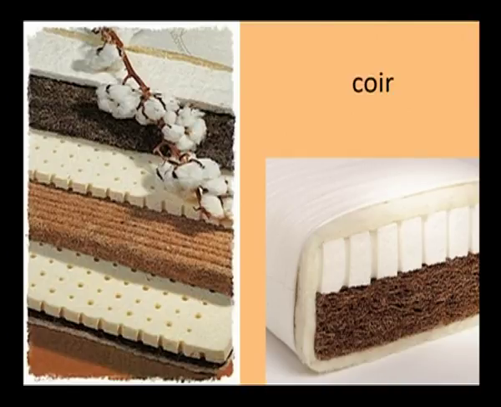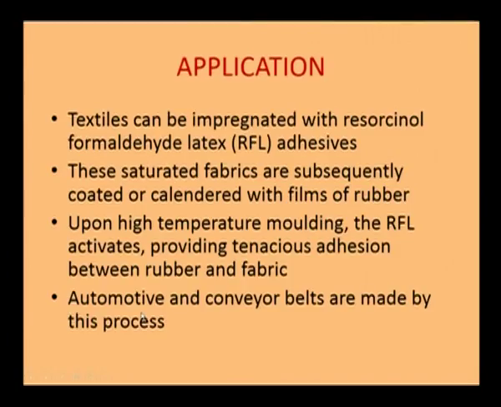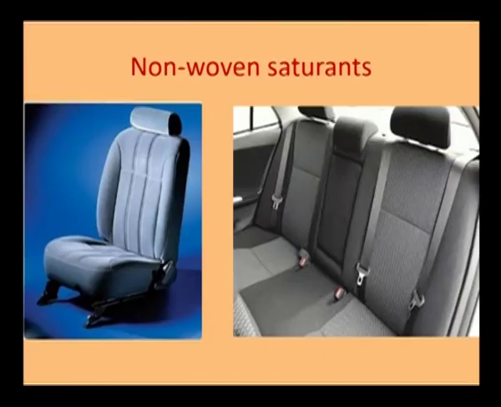So this is the image of latex coated coir used in a mattress. Textile and non-woven saturants. So textile non-woven saturants are nothing but a latex compound only. It is a specific latex compound which can impart fuel resistance, fire resistance, waterproofing, etc. Non-woven saturants and textiles are used in automotive and conveyor belts. This is the textile non-woven saturant specifically used for automobile seatings as well as, you can see, in conveyor belts.